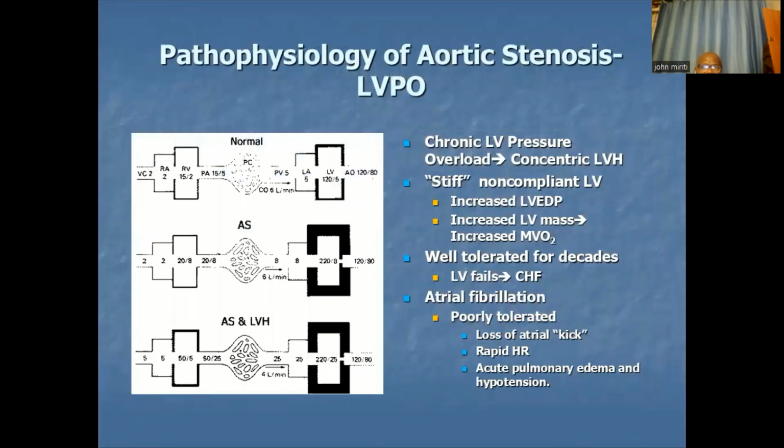Pathophysiology of aortic stenosis: left ventricular pressure output, chronic left ventricular pressure overload. It leads to concentric left ventricular hypertrophy, leading to stiffness of a non-compliant left ventricle, resulting in increased left ventricular ejection pressure and increased ventricular mass. People tolerate this condition for many years.